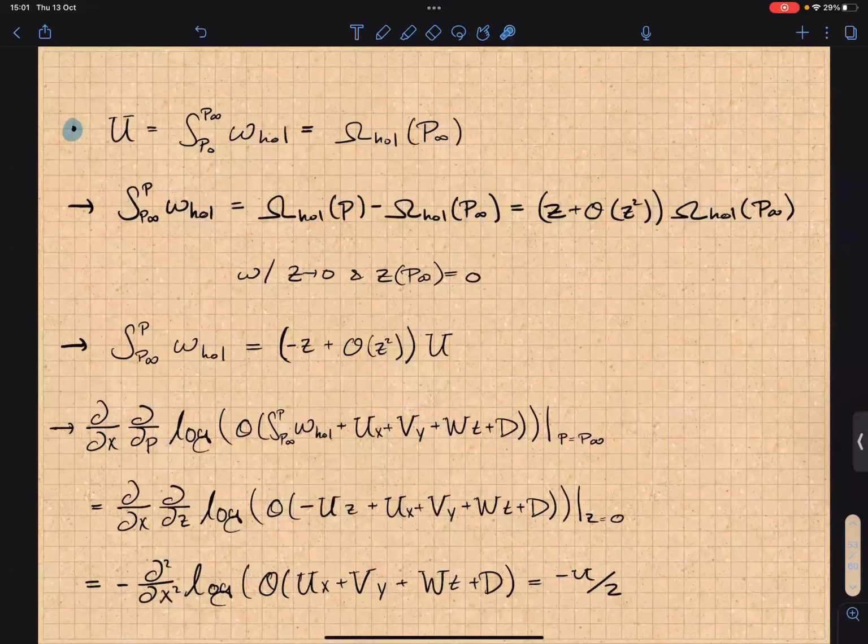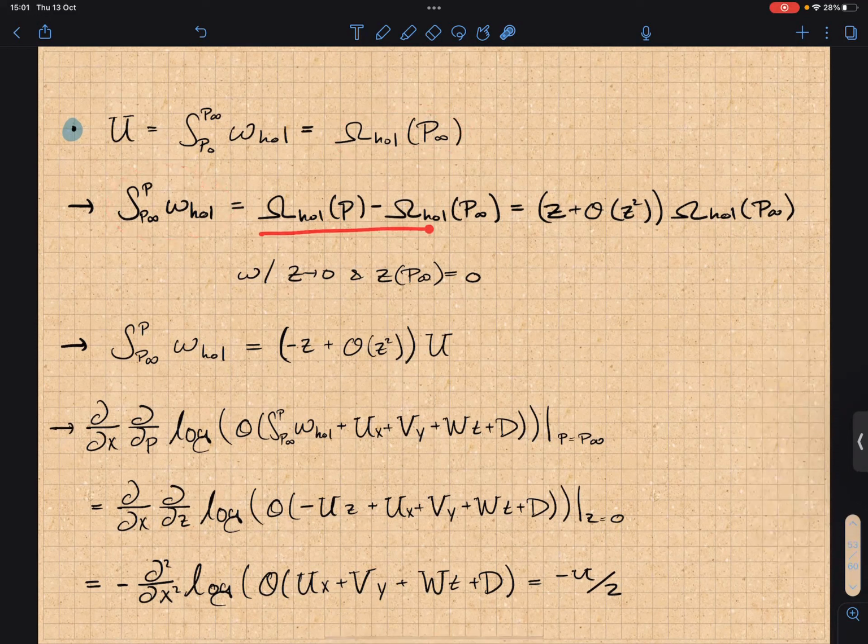And so this is this term. We know now that U is equal to this holomorphic integral evaluated at P infinity, and we want to control this. And this is just by the fundamental theorem, this is just the difference of the anti-derivatives, which are the holomorphic integrals. And we have that P is near P infinity.